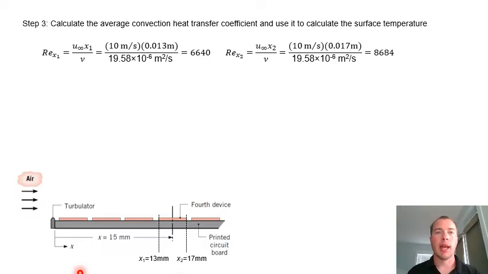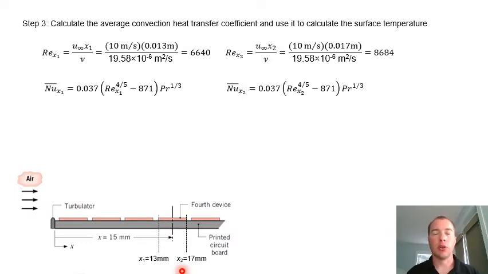6,640 and 8,684. These values are less than 500,000, and the boundary layer would have been laminar had there not been a turbulence promoter in this particular problem, causing the boundary layer to transition to turbulence before the fourth device.